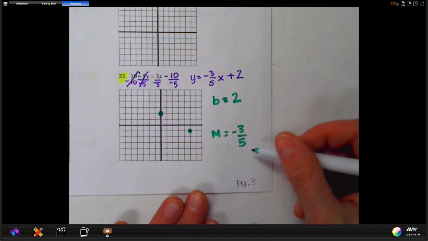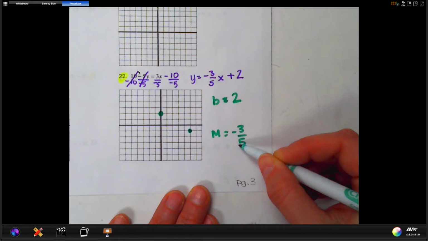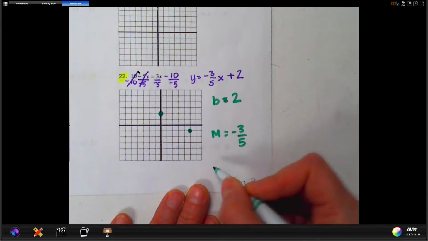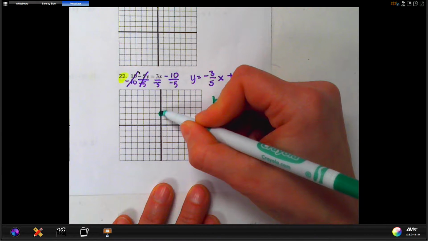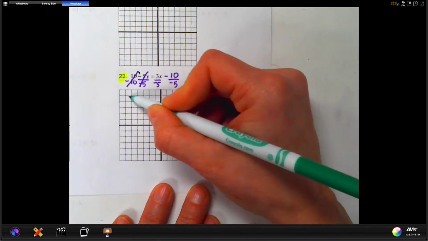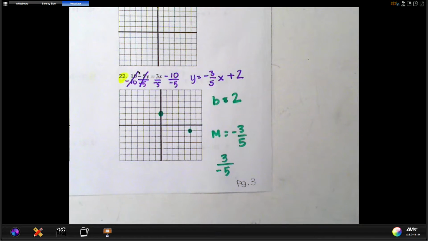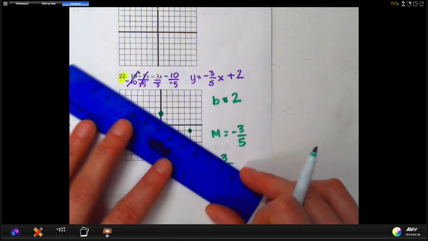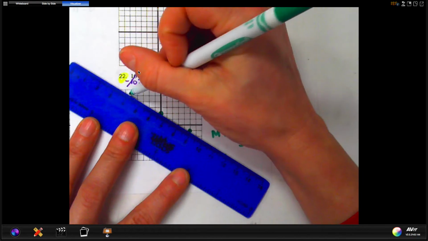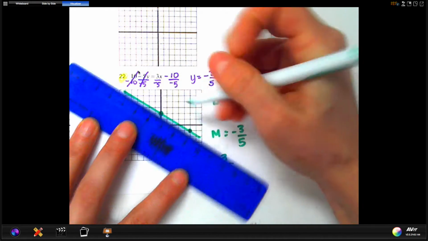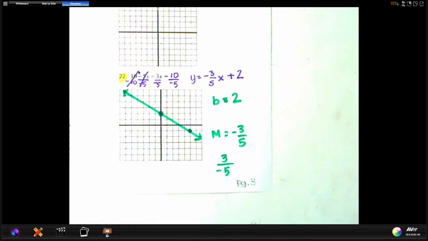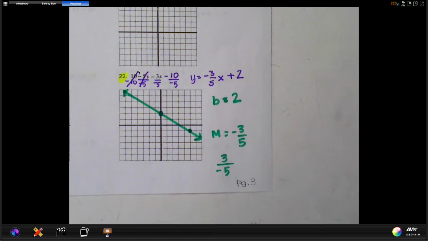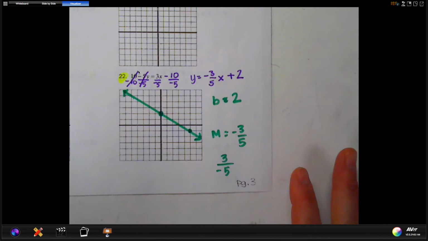If it didn't fit, we would put a negative at the bottom, and then that would have meant that, like this, positive 3 over negative 5. If we had done it that way, we would have gone up 1, 2, 3, and left 5, which also fits on the graph. So either way will work. And we line up our 2 dots with our ruler, draw our line through it with arrows, and that would be our answer. Okay, so that's it for the graphing section.